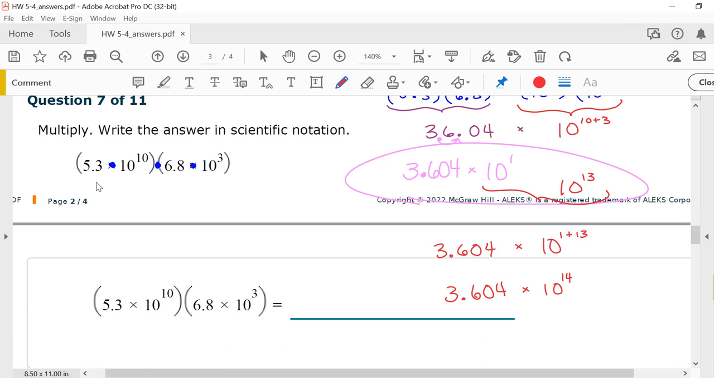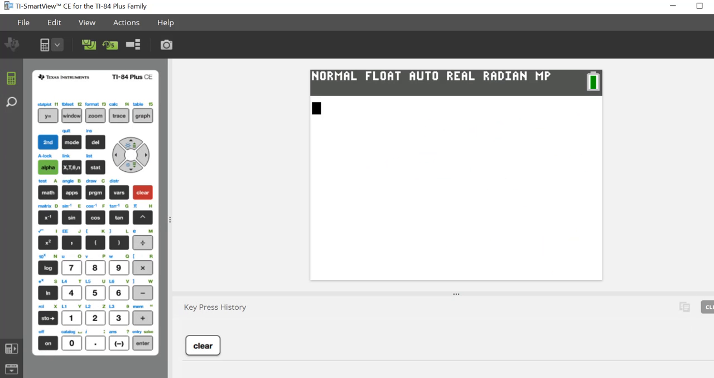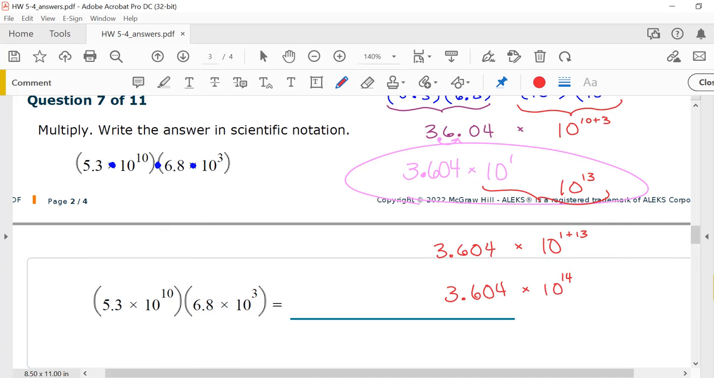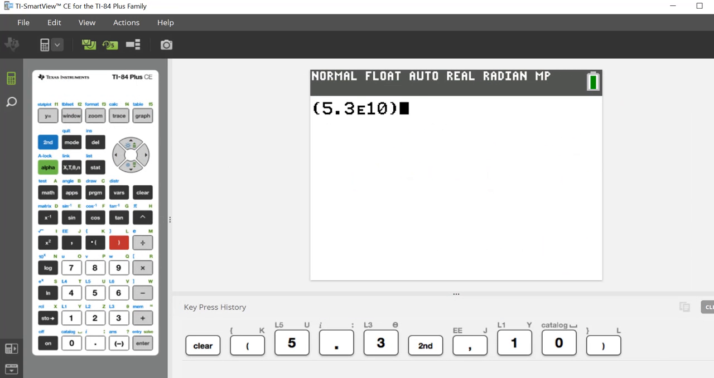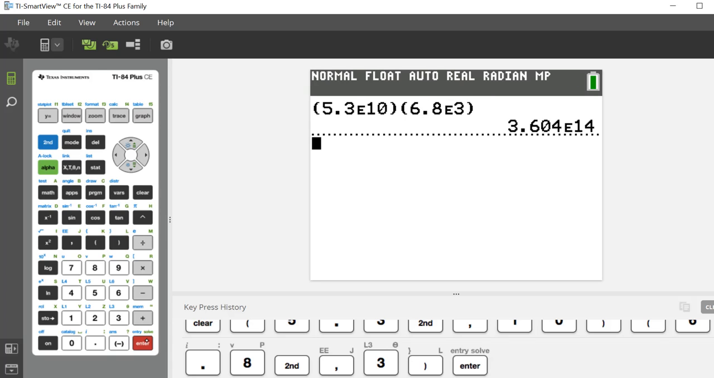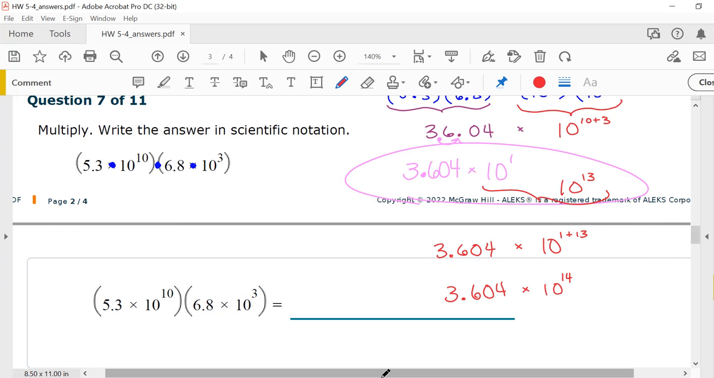Okay, we want to write 5.3 times 10 to the 10th times 6.8 times 10 to the third. And it automatically gives it back to you in scientific notation. 3.604 times 10 to the 14th.